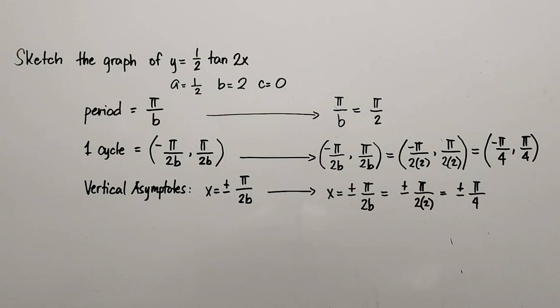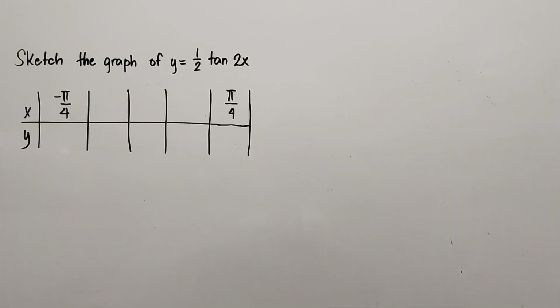After that, we will divide our cycle, which is from negative pi over 4 until pi over 4, into 4 equal parts. For our x, we have negative pi over 4 and positive pi over 4. We will get first the midpoint of these 2 points. Since negative pi over 4 in degrees is negative 45 degrees, and pi over 4 is positive 45 degrees, in between these 2 points is the origin, and that is 0.